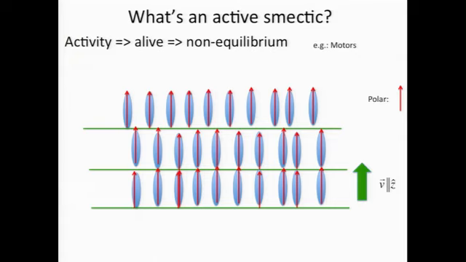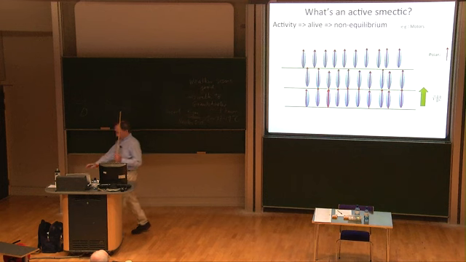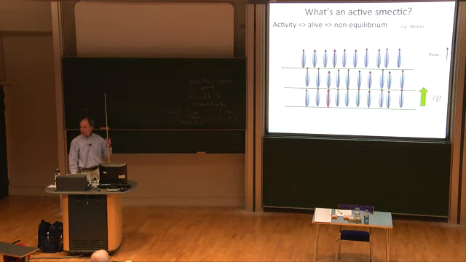And if you want to add one more adjective to that, this is a polar active smectic A. And if you wanted to make it more complicated, you could consider a polar active smectic C, where the velocity was running that way, or even what we call an active smectic P, where the velocity runs in that direction. But I'm going to focus on this case because this is the one we've done the most work on. Okay, any questions so far?